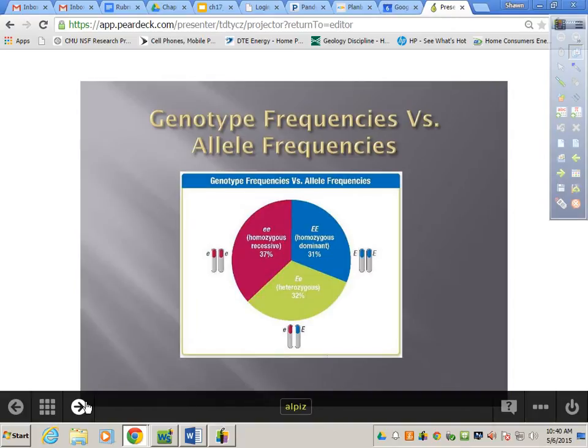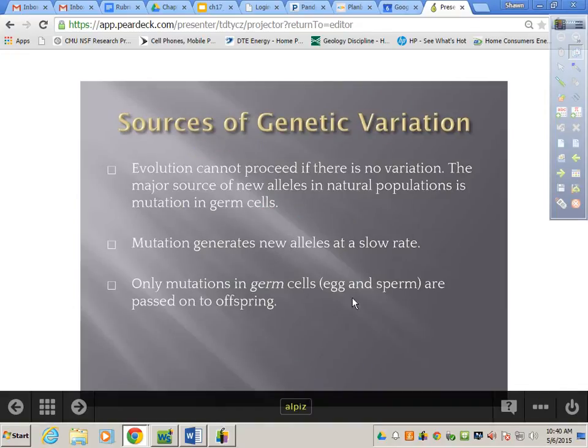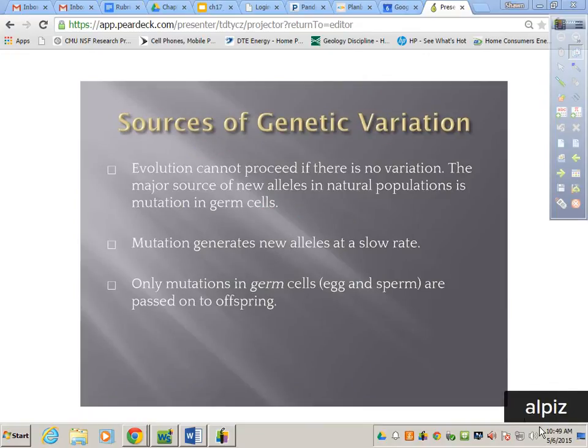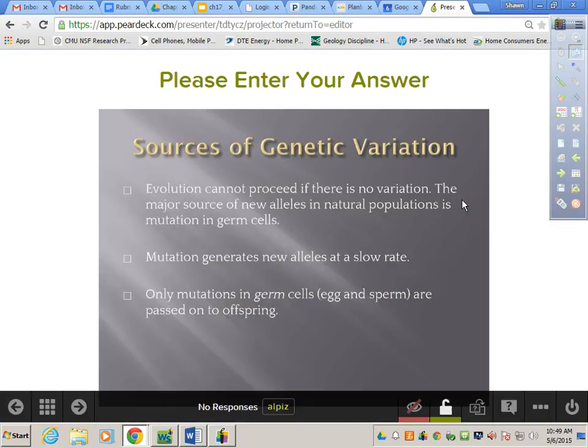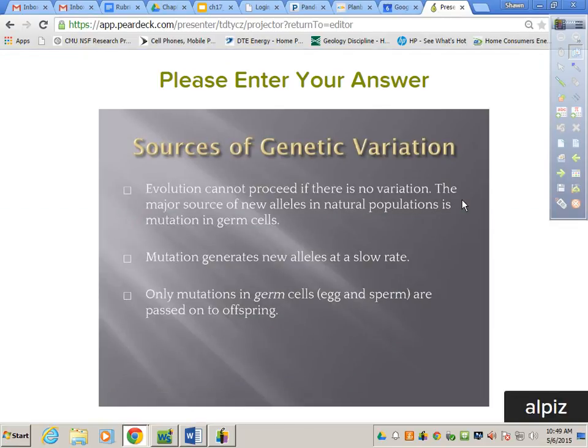Now, evolution cannot proceed if there is no variation. The major source of new alleles in natural populations is mutation in germ cells. Why do I only look at mutations in germ cells? Why would I only look at mutations in germ cells?